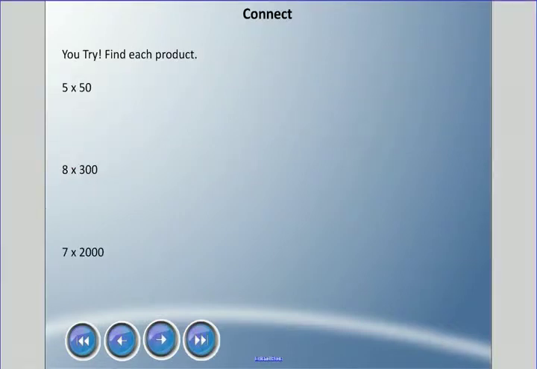I'm going to get you to try this one. 5 times 50, 8 times 300, and 7 times 2,000. Remember, we multiply the front two numbers and add the number of zeros, or we break up the 50, 300, and 2,000 and work from there. Pause it, come back when you're ready.